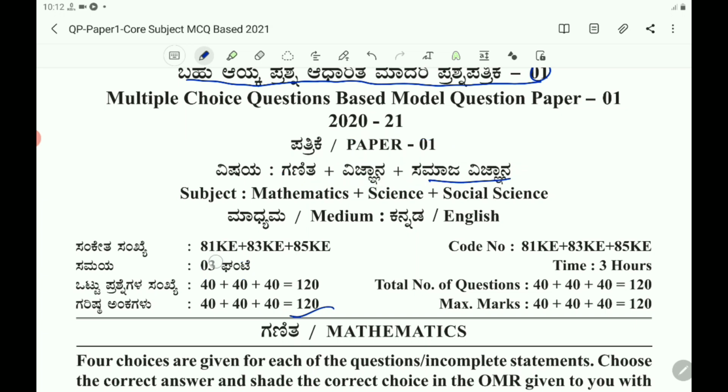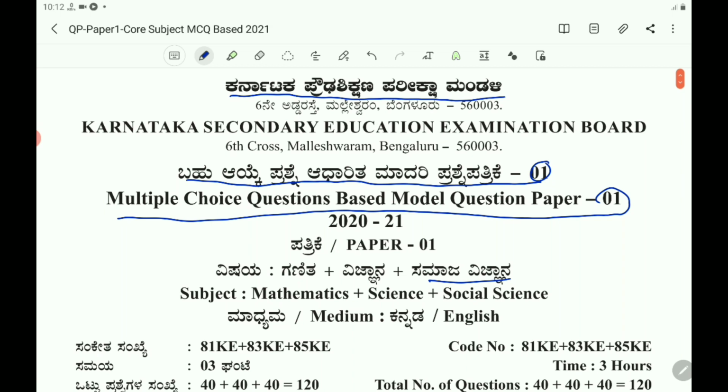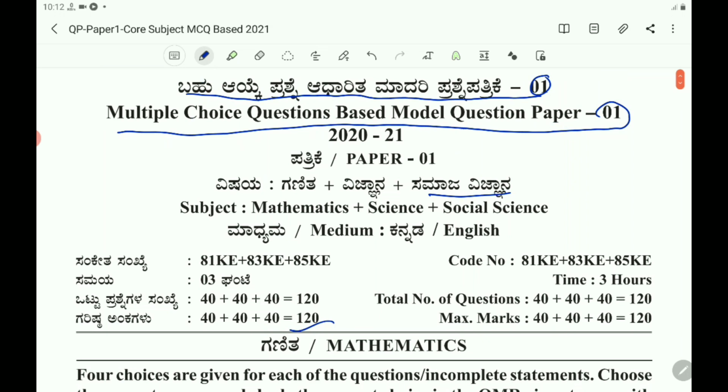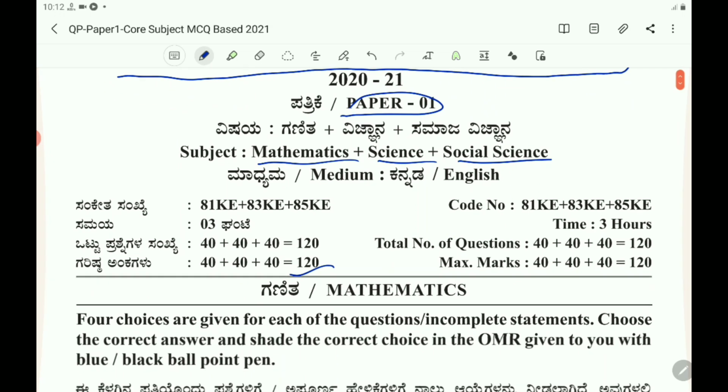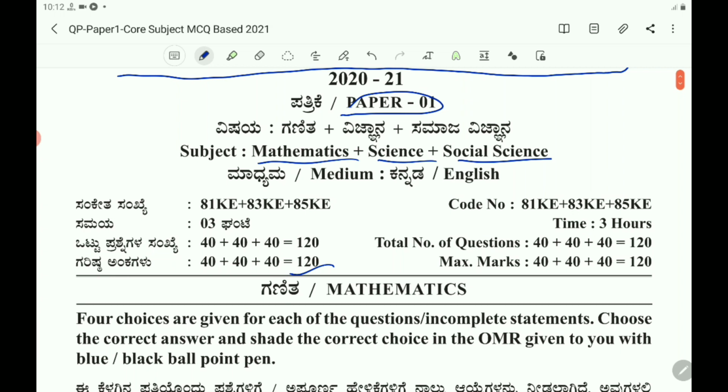Children, this is a multiple choice question based model question paper 1 given by the Karnataka Secondary Education Examination Board. This paper consists of mathematics, science and social science. It is the core subject paper, that is paper 1. Each subject carries 40 marks, 40 plus 40 plus 40, and the total marks is 120 and total questions are 120. The time is 3 hours.